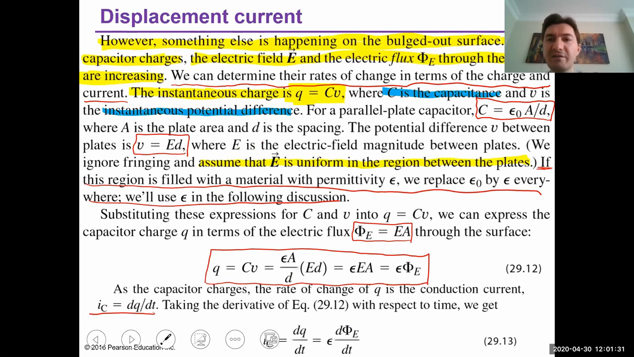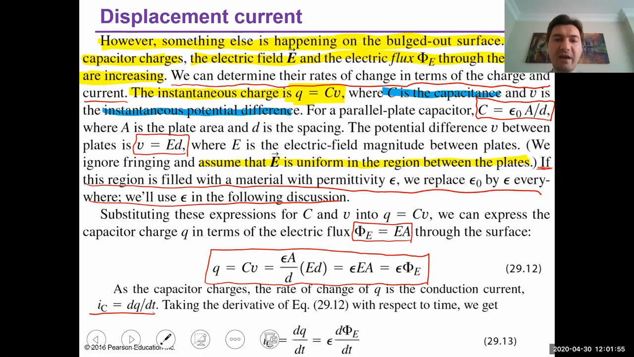So instead of epsilon zero, we can use epsilon if we fill this region between the capacitor plates with some certain material. We have also discussed this one in the previous chapters. Then replace epsilon zero by epsilon everywhere.